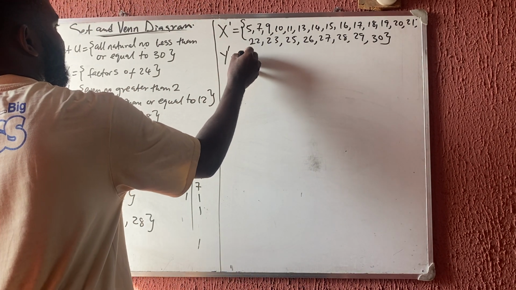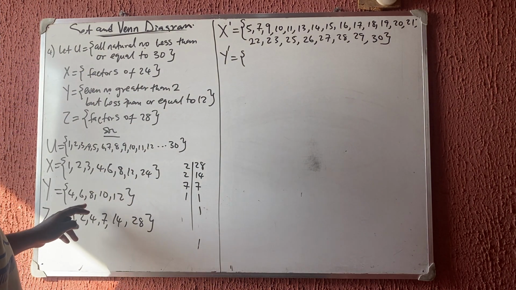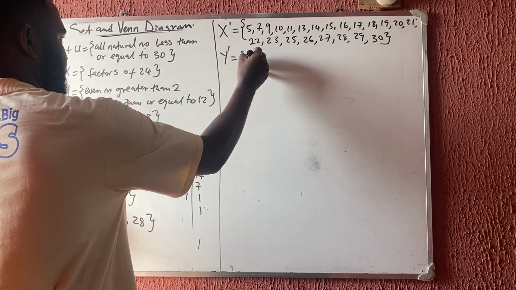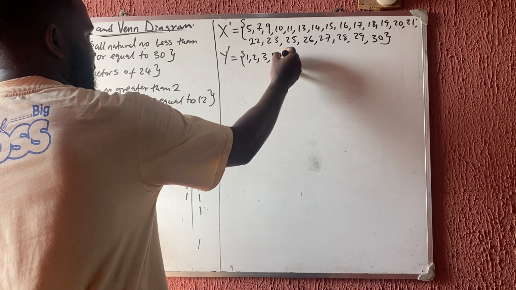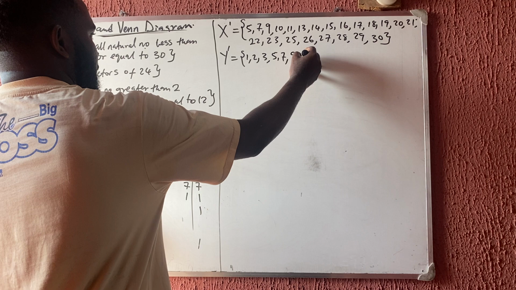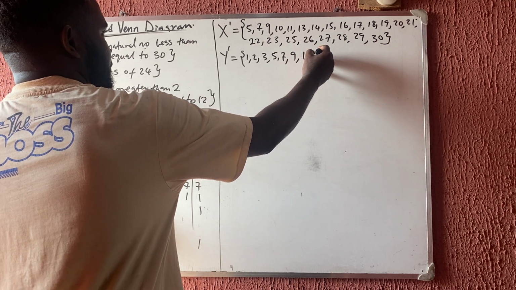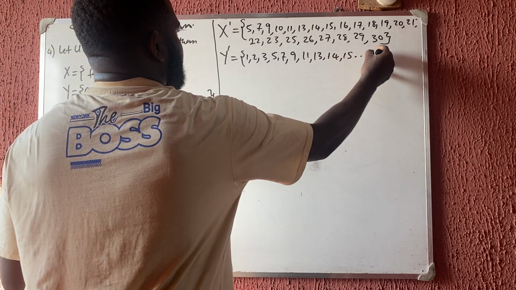So my y prime are the elements you can see in the universal set that you cannot see in y. So let's go. 1, 2, 3, 4 is already here. So 5, 6 is already here. So I have 7, 8 is already here. 9, 10 is already here. 11, 12, 12 is already here. So 13, 14, 15, up to 30.